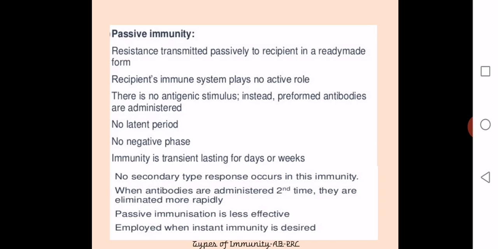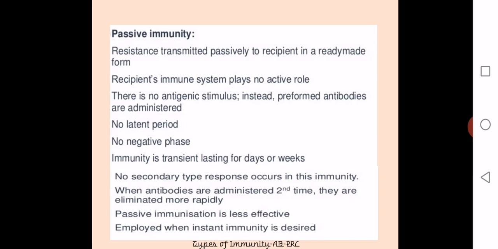Right, and there is no latent period, no negative phase, which we have already discussed. And one of the limitations is that this is a transient immunity. That means this immunity will last only for a short period. It's not a long lasting protection, it's a ready made protection, and it will be available only for a short period of time. Right, and there is no secondary type of response. That means there is no memory at all, since no immune system is involved.